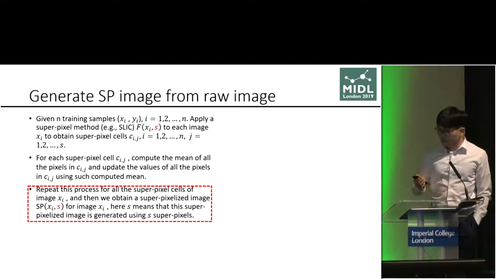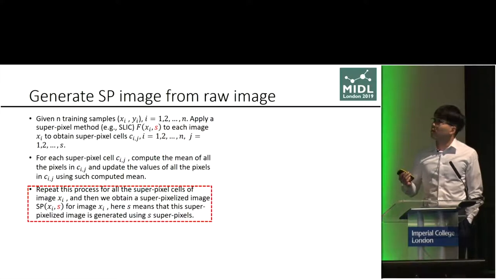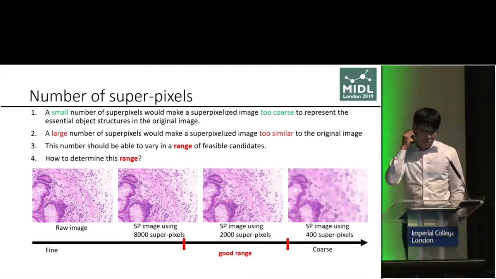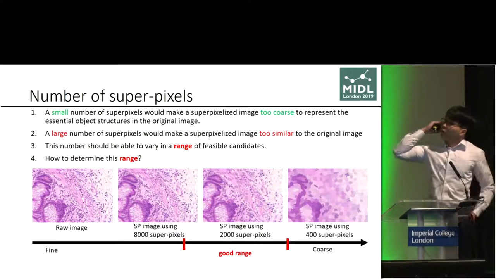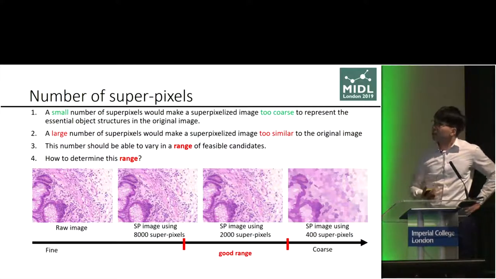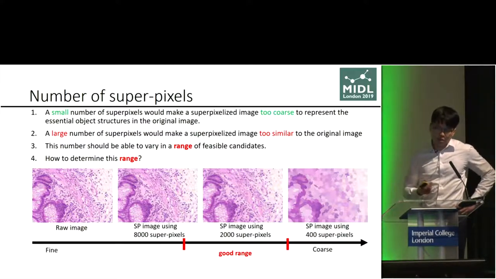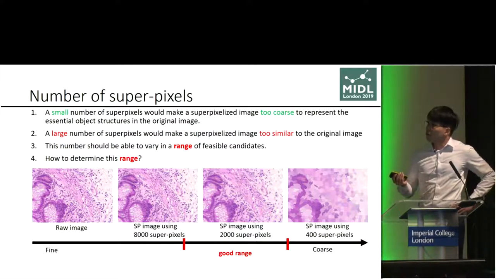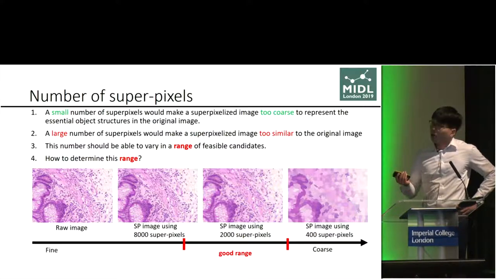Here, the key hyperparameter is S, which determines how many superpixels you want to generate for a certain SP image. I'm going to talk about how to determine this. I already briefly mentioned that when you set it to a very large number, it becomes very fine and essentially could be the same as the raw data. When you set it to a very small number, it could be very coarse, and some structures might be missing due to calculating the mean and assigning it back to all the pixels. So we want to find a good range on this axis so that any S that falls in this range would be a feasible choice for your data augmentation purpose.